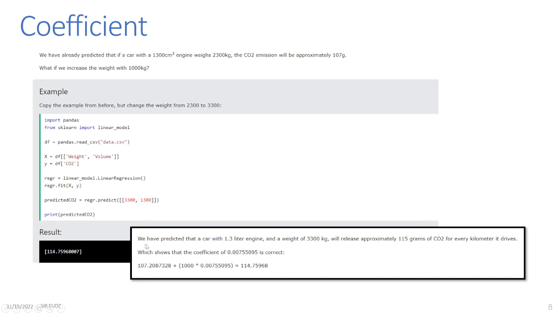Now, we have predicted that a car with a 1.3 liter engine and a weight of 3,300 kilograms will release approximately 115 grams of CO2 for every kilometer it drives, which shows that the coefficient of 0.00755095 is correct. So let's compute this: 107.2 plus 1,000 times the coefficient, which equals 114.75968. So it is the result of this computation.